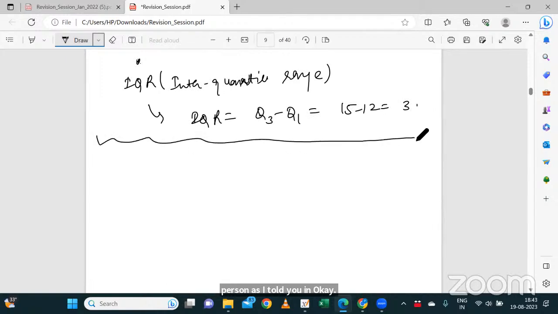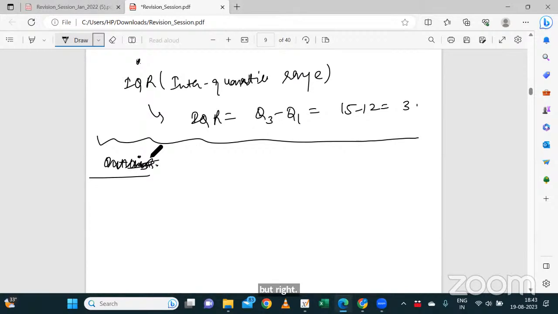Next concept is called outliers. One question, sir. Why do we take Q3 minus Q1? Would it also be the same as Q4 minus Q2? Will it be the same? No, not Q4. What is Q4?